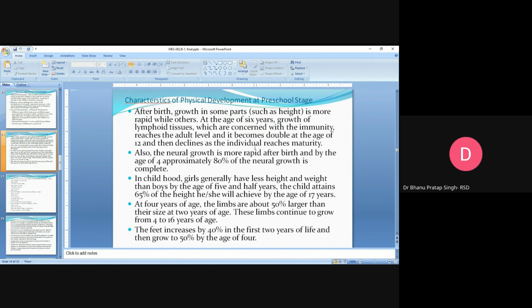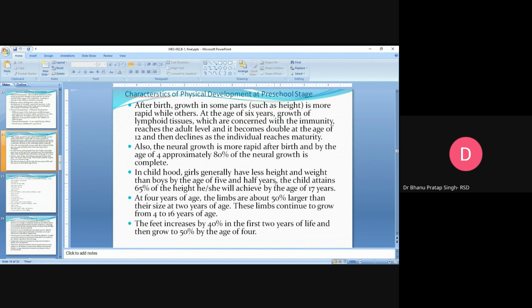At 4 years of age, the limbs are about 50% larger than their size at 2 years of age. The limbs continue to grow from 4 to 16 years, meaning that it completes up to 16 years. The feet increase by 40% in the first 2 years of life, and then grow up to 50% by the age of 4. So these are some characteristics of physical development.